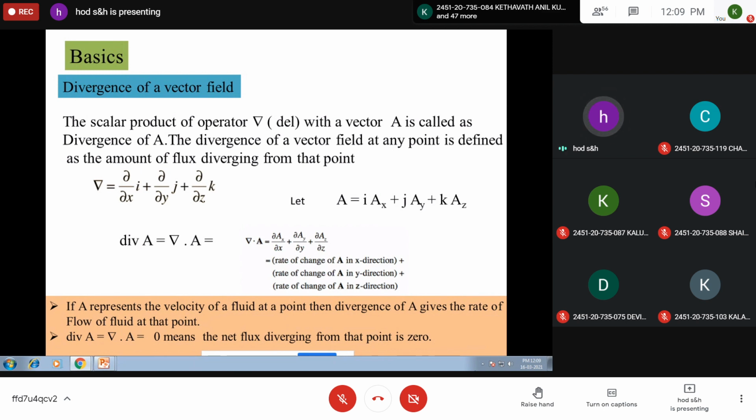Let us define a vector A. Then del dot A is div A, which is ∂Ax/∂x plus ∂Ay/∂y plus ∂Az/∂z, because i dot i is equal to j dot j is equal to k dot k, which is 1. It is a scalar product.